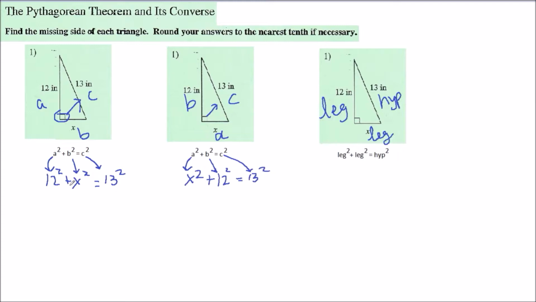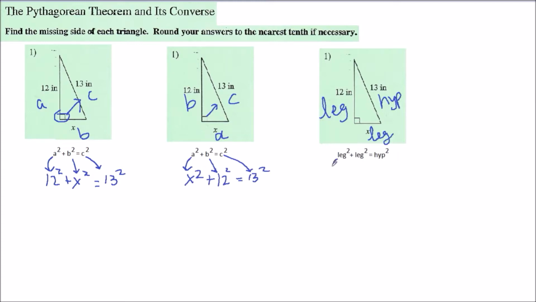So 12 squared plus x squared equals 13 squared. Here it's x squared plus 12 squared. And again, when you're adding, it doesn't matter if it's 12 squared plus x squared or x squared plus 12 squared. It's the same thing. And then the last way that I like to do leg squared plus leg squared equals hip squared. It doesn't matter which leg you put first, just like we saw with 12 squared plus x squared or x squared plus 12 squared.